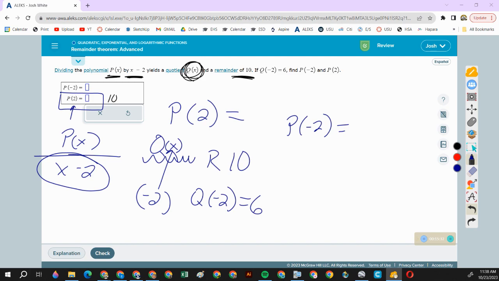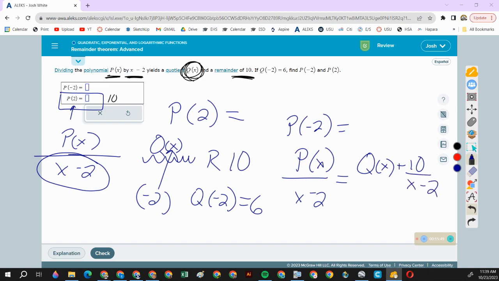So let's think about this. P of x divided by x minus 2 is equal to q of x plus 10 over x minus 2. Does everybody understand that? So I took some equation, I divided it by x minus 2, I got a new function with a remainder of 10. Right? Well, I know that q of -2 is 6. Right?